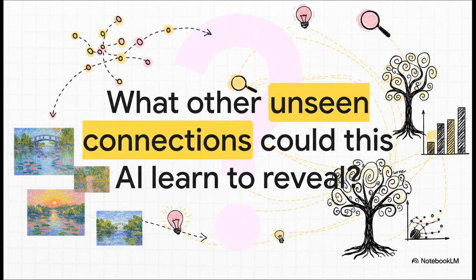And this really leaves you with a fascinating question to chew on. This AI learned the language of Monet's style just by looking at a collection of his paintings. It just makes you wonder, what other hidden relationships in the world, in art, in nature, in all kinds of data, could be uncovered by this kind of creative, self-teaching AI?